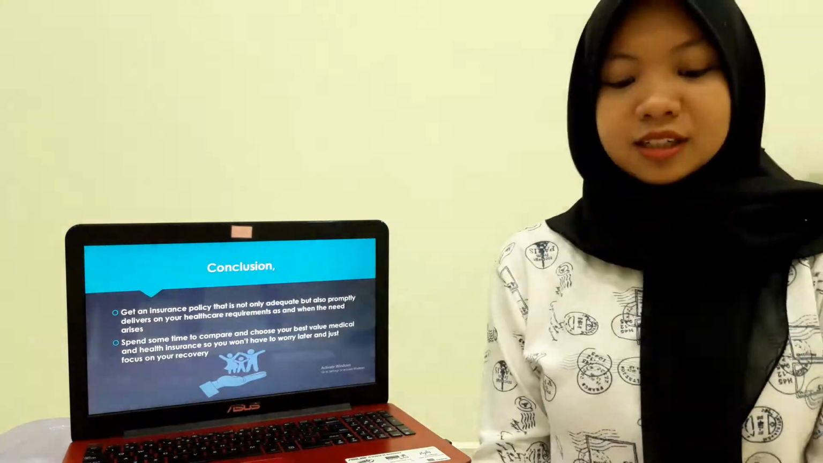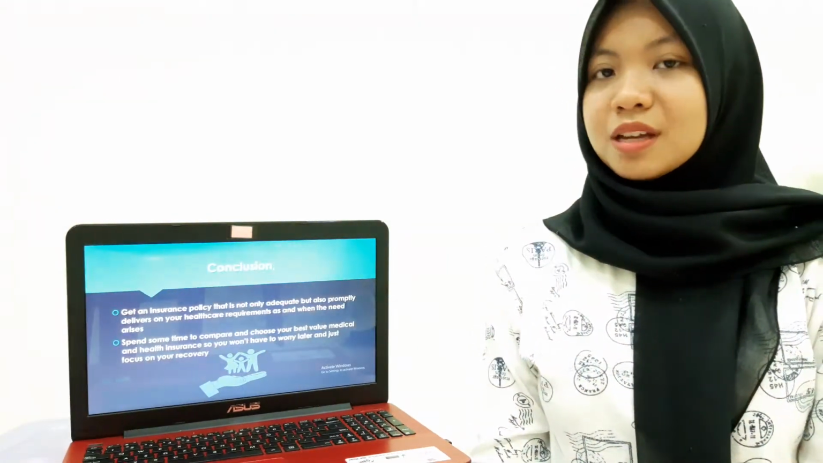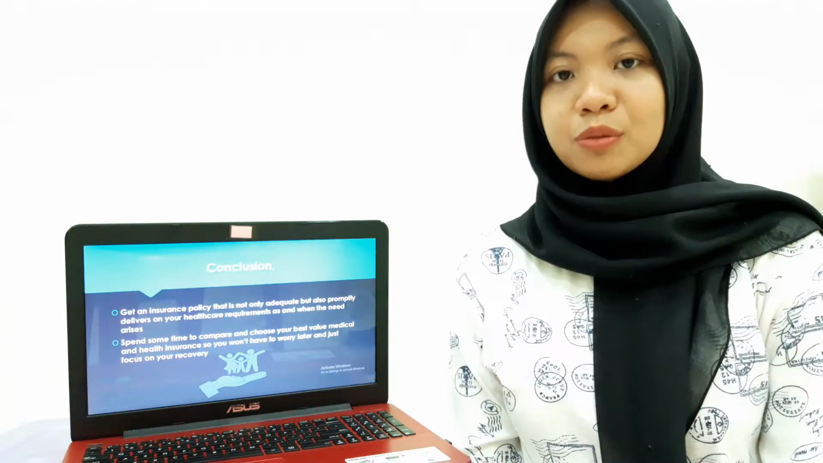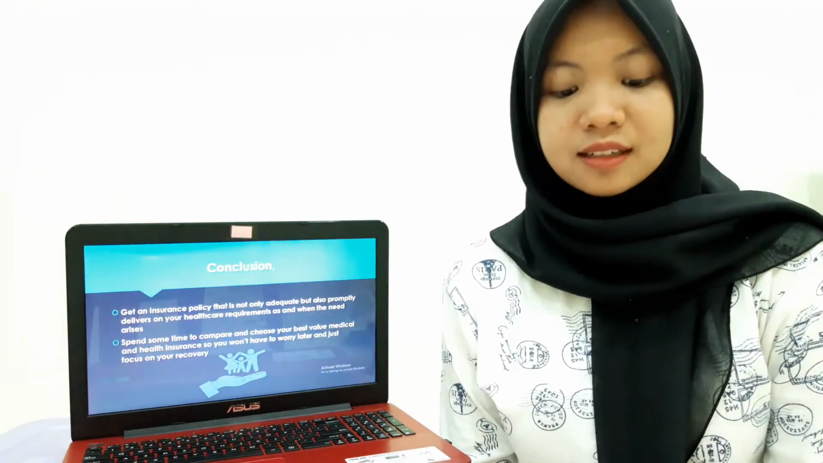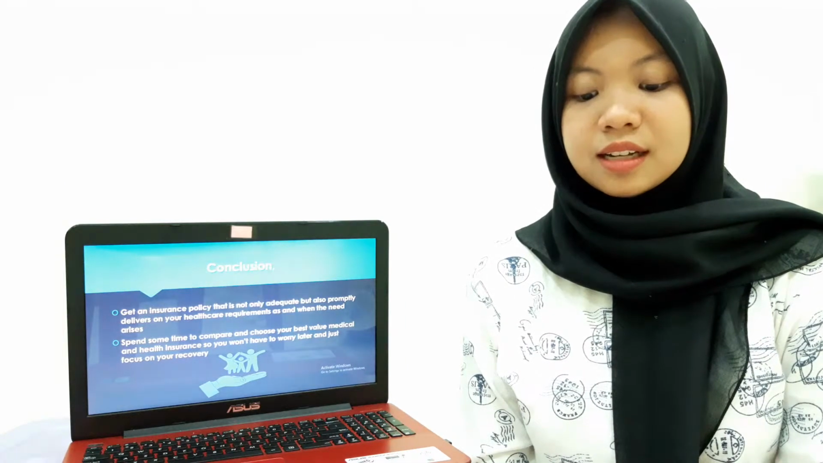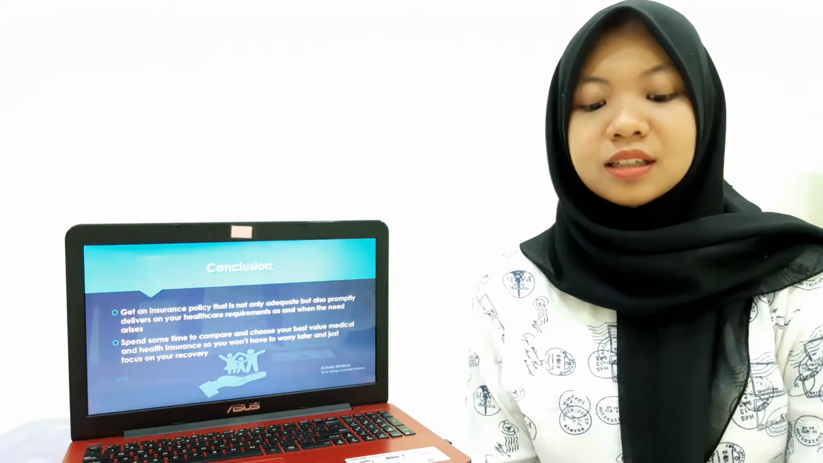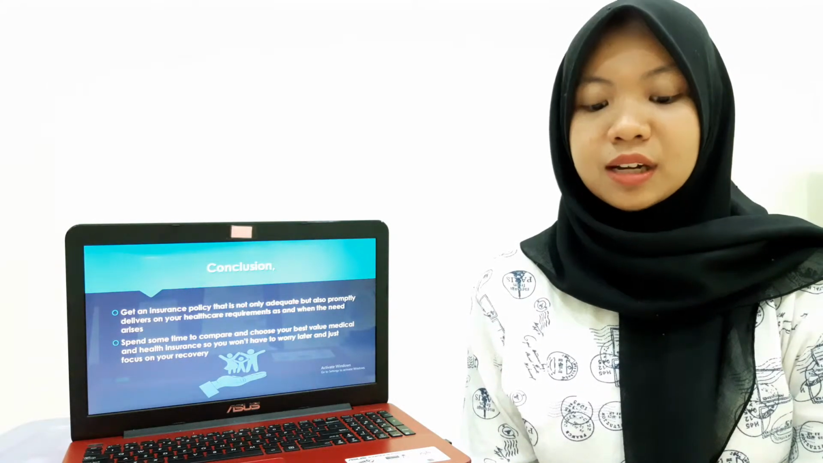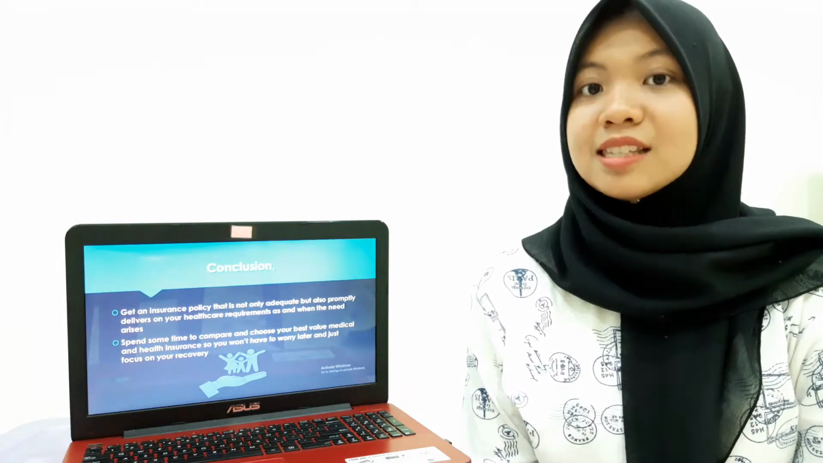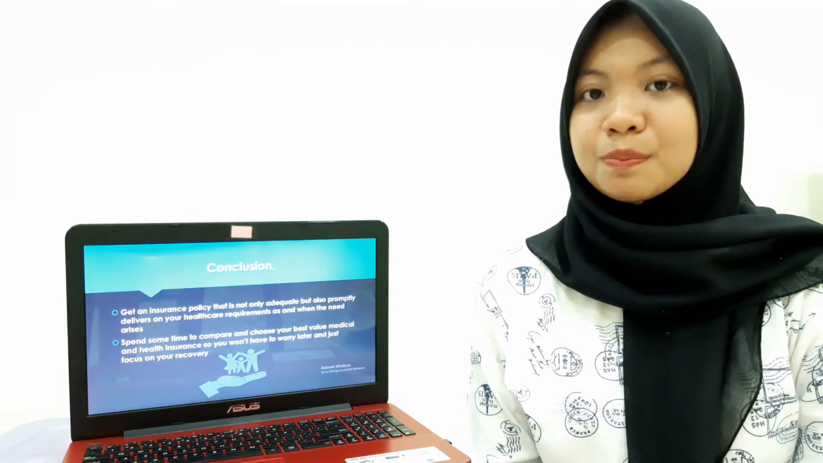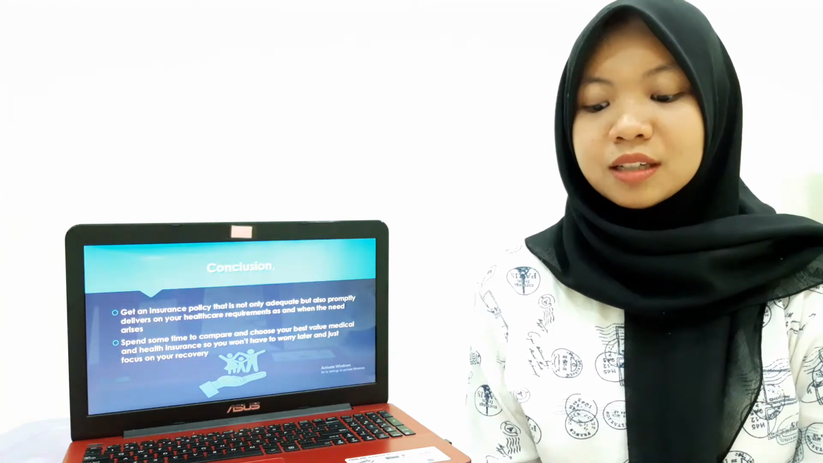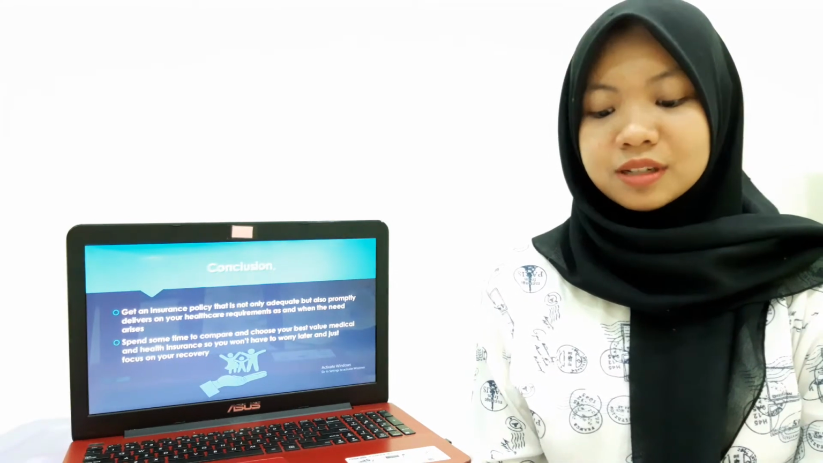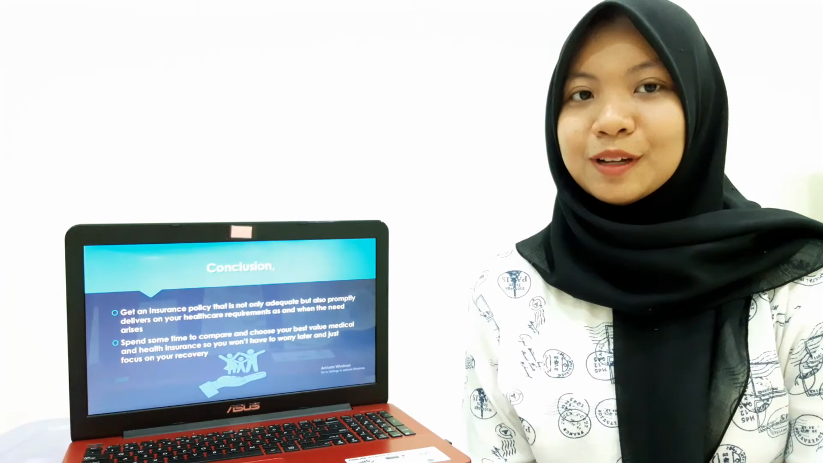So in conclusion, it is crucial to pick the best medical and health insurance. It is not just about the premium, but what do you get after that? Basically, go and get insurance that is not only adequate, but also promptly delivers the health care that you require when your need arises. So do spend some time researching insurance policies, and compare and choose medical and health insurance that gives you the best value. That's all from me.